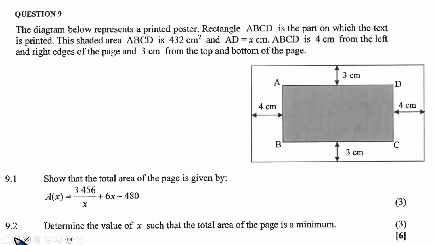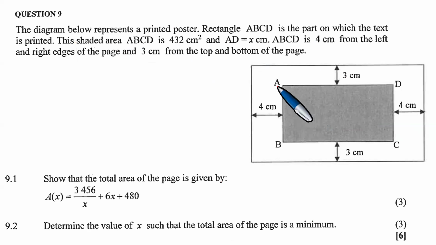Next point. Question 9 is about this diagram here, but it's a very, very fascinating diagram, and the examiners sometimes go way above and beyond to ensure they're creative, but they go out of their way to get you to learn mathematics, but also to demonstrate your ability in the exam. The diagram below represents a printed poster, rectangle ABCD. So rectangle ABCD is the part on which the text is printed, and that has been grayed out. This shaded area ABCD is 432 square centimeters, and AD is x centimeters.